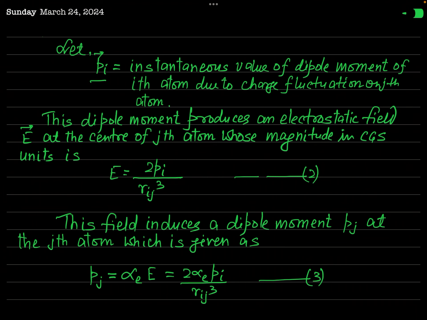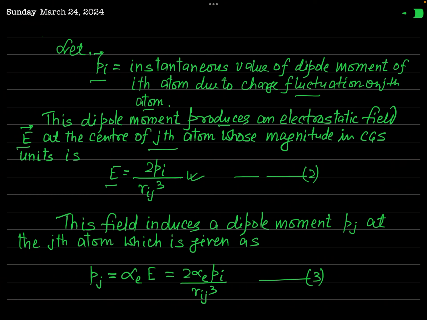So you can say that if Pi is the instantaneous value of dipole moment, let us write it in vector form, the instantaneous value of dipole moment of the ith atom due to charge fluctuation on the jth atom, then this dipole moment produces an electrostatic field E at the center of the jth atom. And its magnitude in CGS unit is given like this. I have already explained these things in detail just now. So E is given by 2 Pi by Rij whole to the power 3.